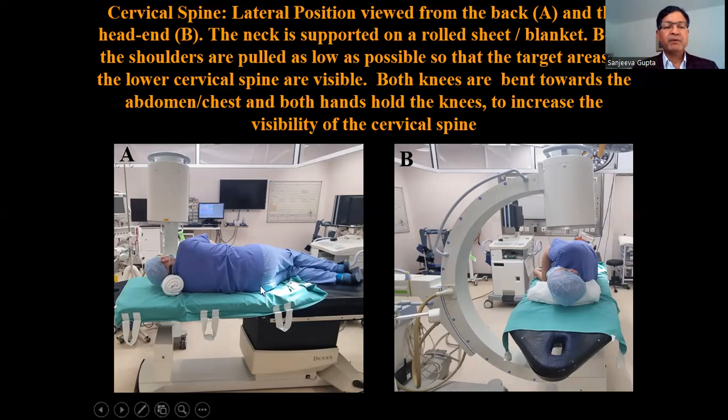and ask the patient to bend the knees as close to the chest as possible, and ask them to hold the knees with the arms, so that you get a very fetal position. That's what Dr. Sheridan calls it. Fetal position is important, so that you get the maximum length of the cervical spine on the fluoroscopic image.